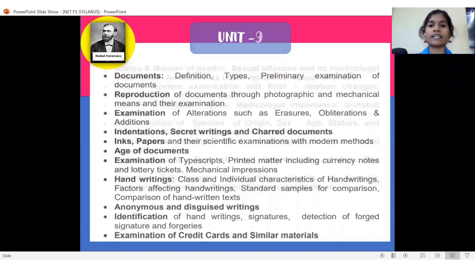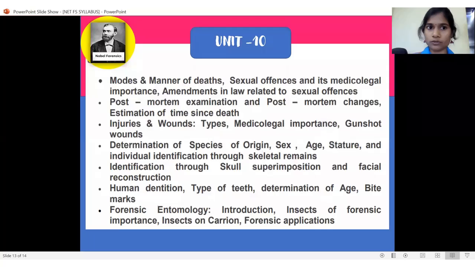Then the last and largest unit is unit 10, which is about forensic medicine, anthropology, forensic odontology and entomology. In medicine: modes and manners of death, the different types of death, sexual offenses, medico-legal importance of different wounds, and also postmortem examination and estimation of postmortem interval.